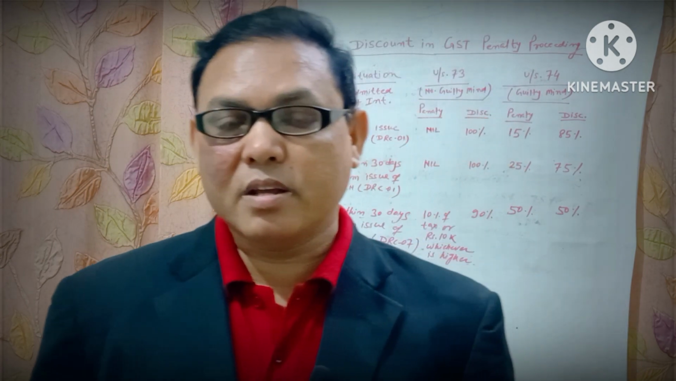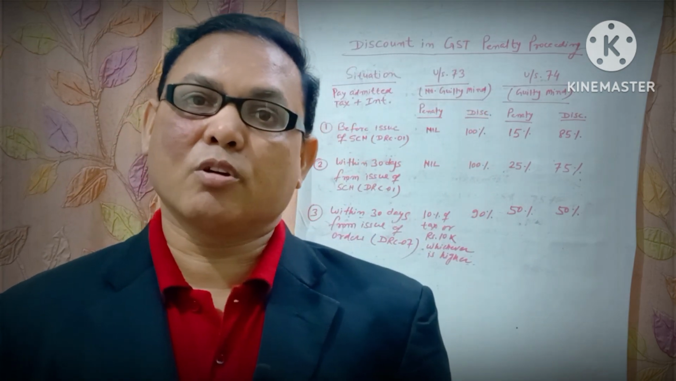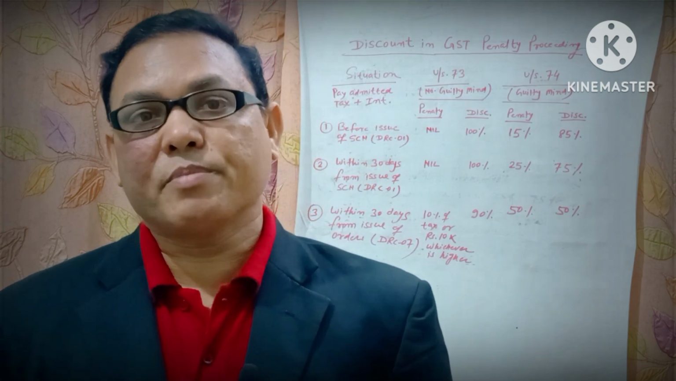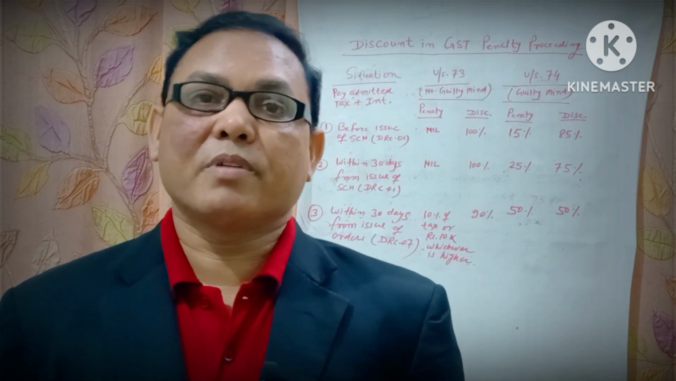The last situation is that if the so-called notice has already been issued and the order has been issued, then there is also an opportunity to pay the admitted tax along with interest within 30 days of the issue of the order in form number DRC07. Then in case of offences covered under section 73, the penalty payable is 10% of the tax or rupees 10,000, whichever is higher. In case of offences covered under section 74, the penalty payable is 50% and 50% discount can be availed.